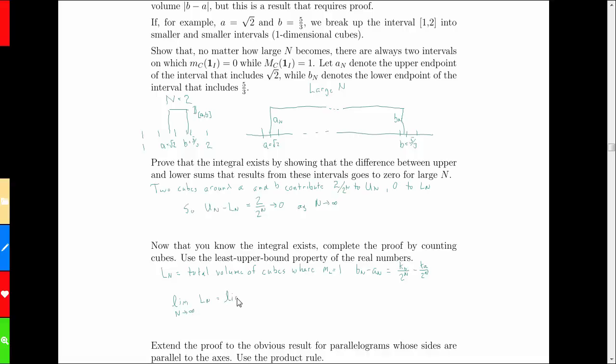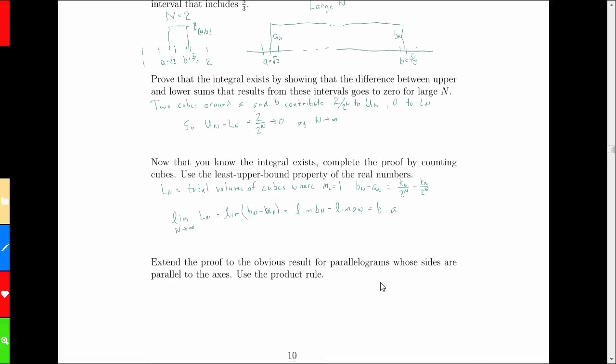That's the limit of b sub n minus a sub n. As you proved last term, that's the limit of b sub n minus the limit of a sub n. But these cubes are getting smaller and smaller and smaller. Clearly, a sub n is a decreasing sequence that approaches a. B sub n is an increasing sequence that approaches b. So we get b minus a, and our result is proved.